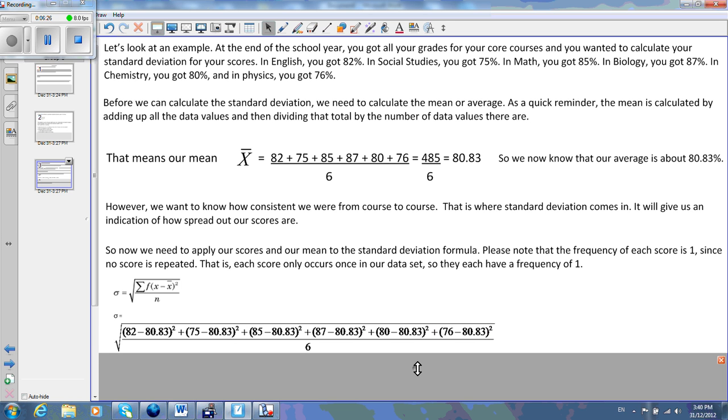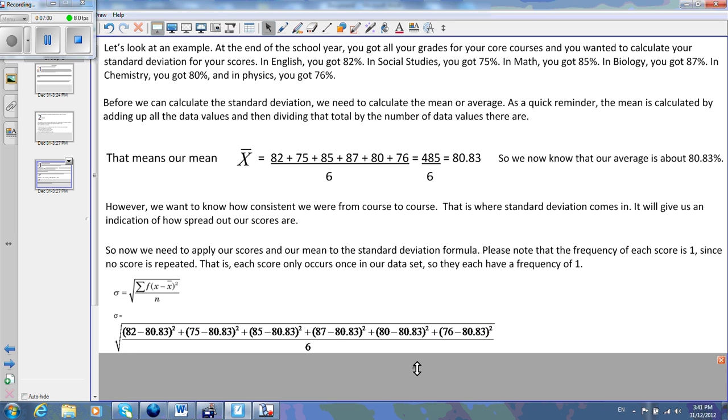So here we go. Our standard deviation, we take the first score, subtract the mean squared, plus the second score, subtract the mean squared. So these are our distances away from the mean. The third score, 85, and its distance away from the mean, so subtract the mean and then square that answer, and on for all 6 of our scores, all 6 of our grades. And we add all of those squared differences up, and then divide by 6 and take the square root of the answer.